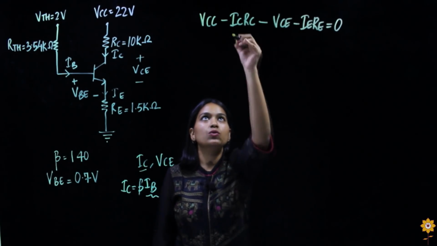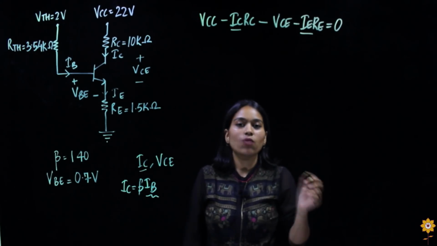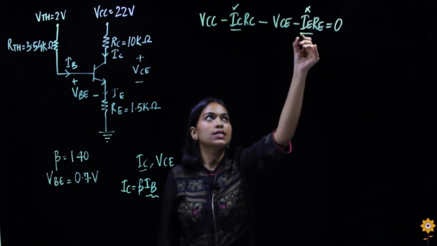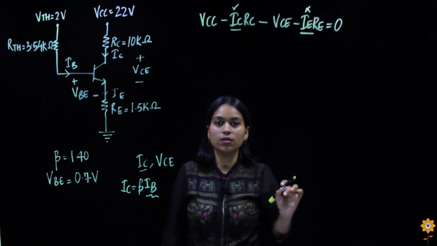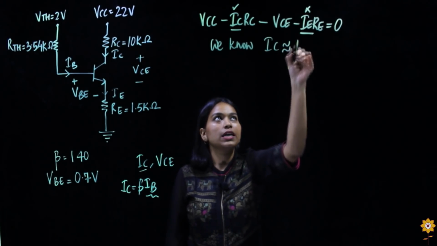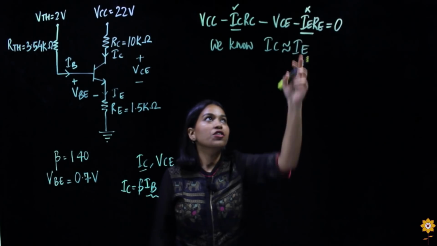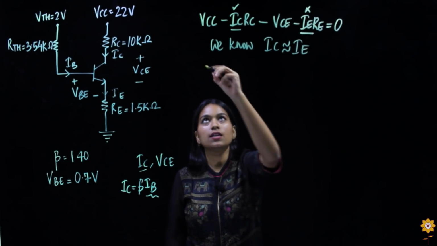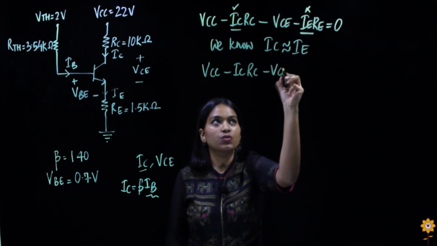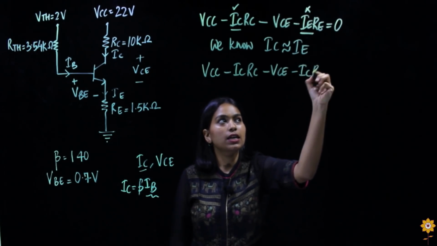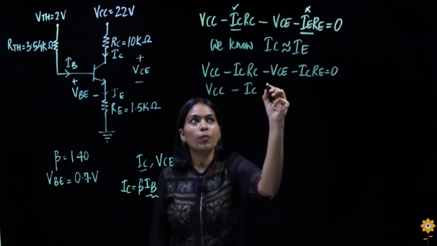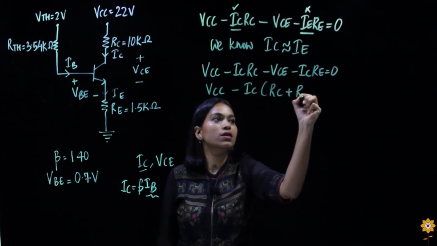Now we can see that we have two current terms IC and IE. We have already found out IC and we don't know the value of IE. So we can replace this IE term with its equivalent IC term. So we already know that IC is approximately equal to IE. So we can replace this IE over here with IC. So let's rewrite. VCC minus ICRC minus VCE minus ICRE is equal to 0. Next we can take IC common. So we have this term over here.